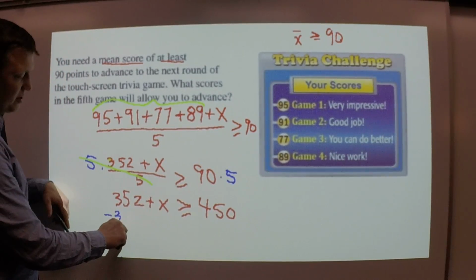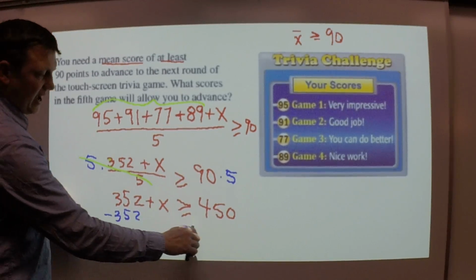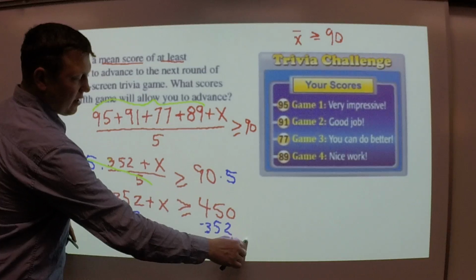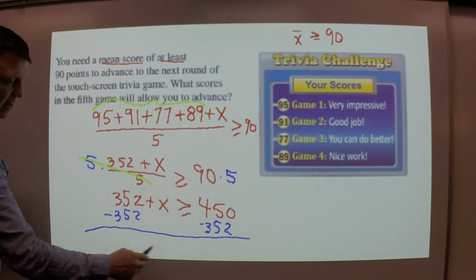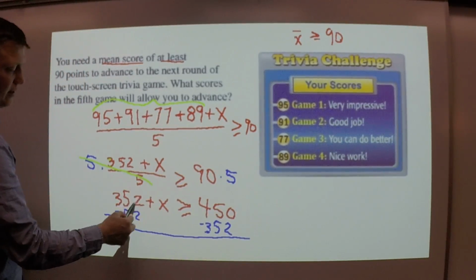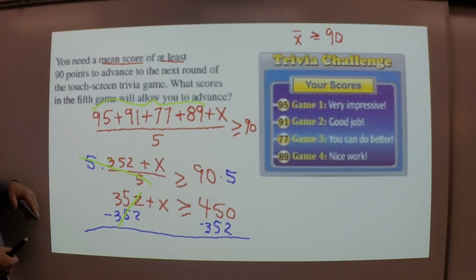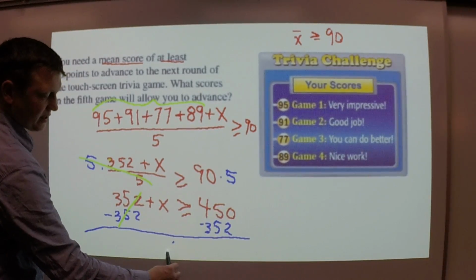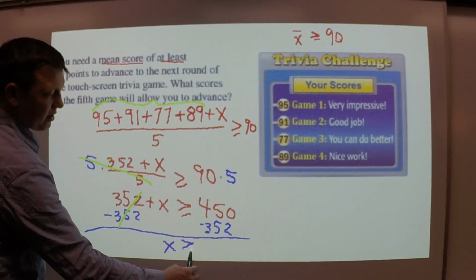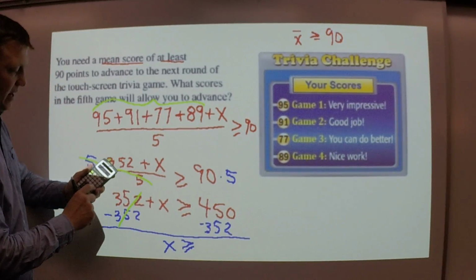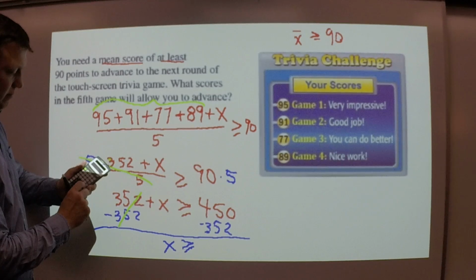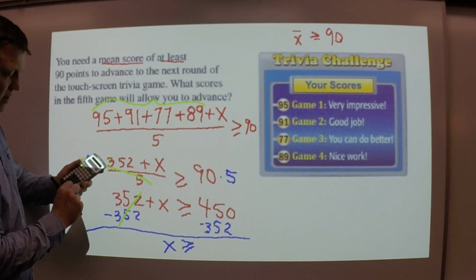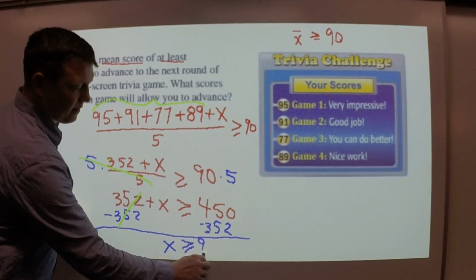All you do is subtract 352 from the other side, minus 352 from this side, and cross these out. They will go away because you subtract the same number and it turns into 0. And I rewrite it. My final answer is X is greater than or equal to, I have 450 in my calculator, and I subtract 352, and you get 98.